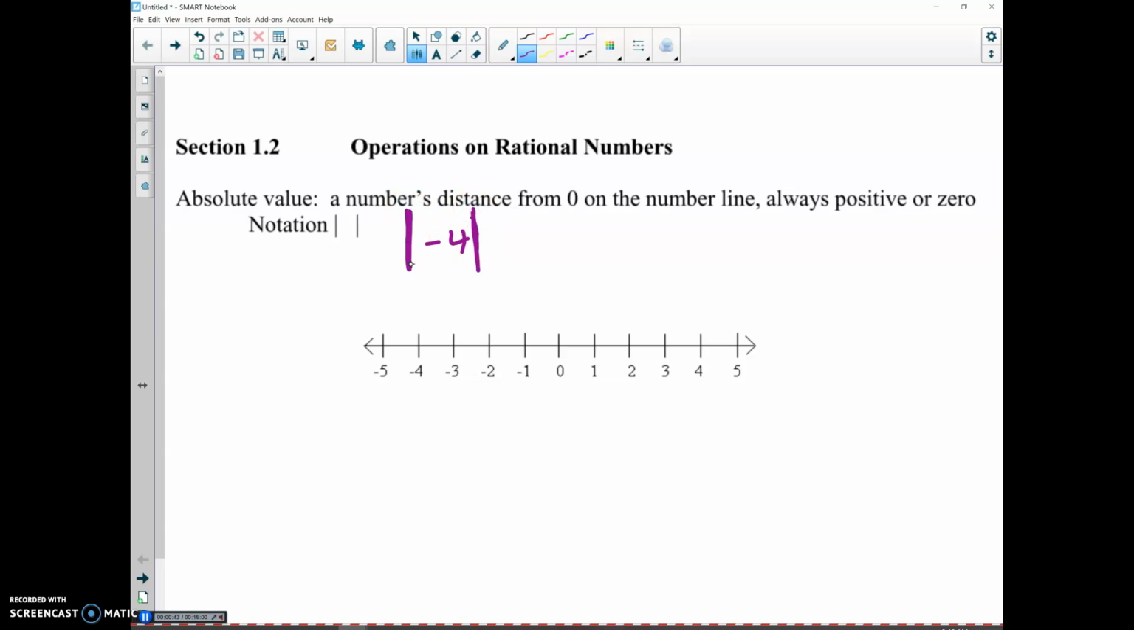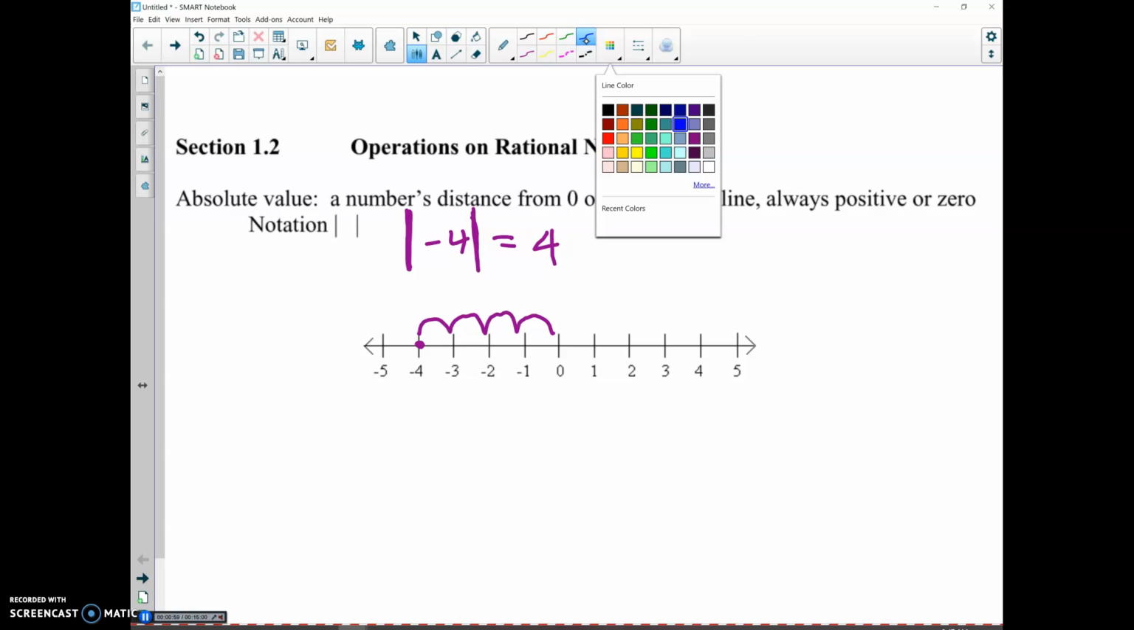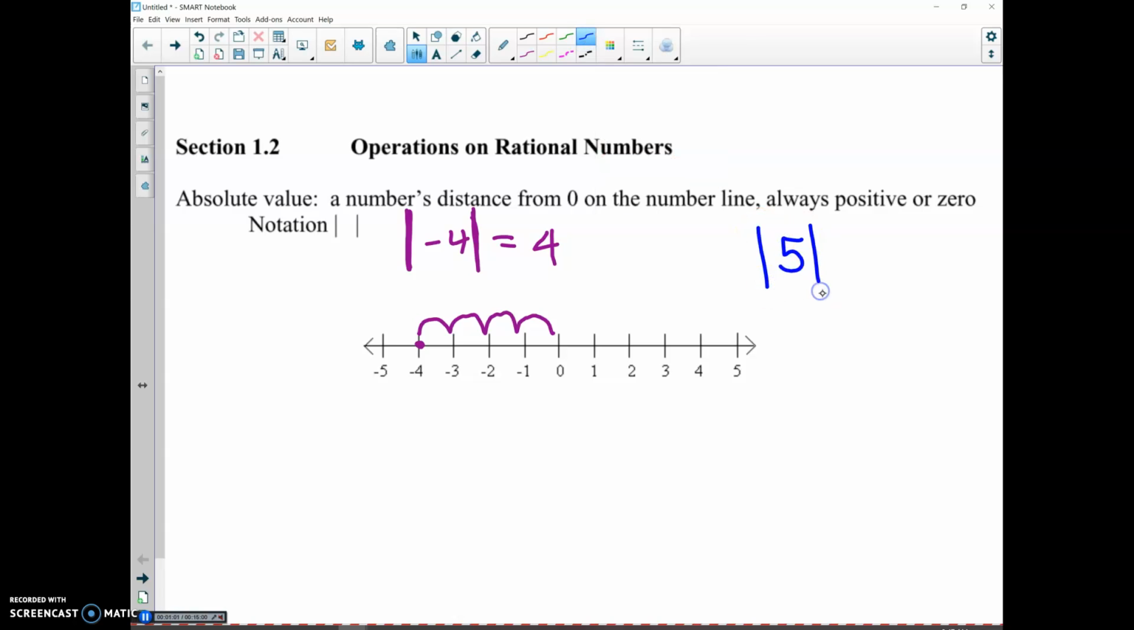you are evaluating. -4 is located on the number line right here. The distance -4 is from 0 is 1, 2, 3, 4 units away. So the absolute value of -4 is 4. The absolute value of, let's say, 5. 5 is right here. Distance away from 0, to get from 0 to 5 is 5 units. So the absolute value of 5 is 5.